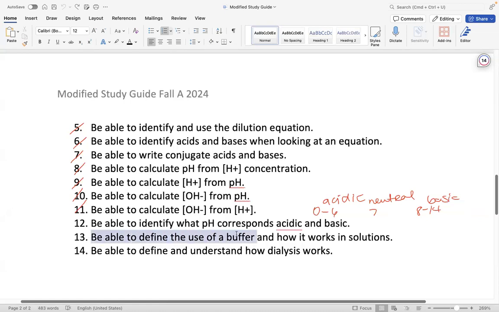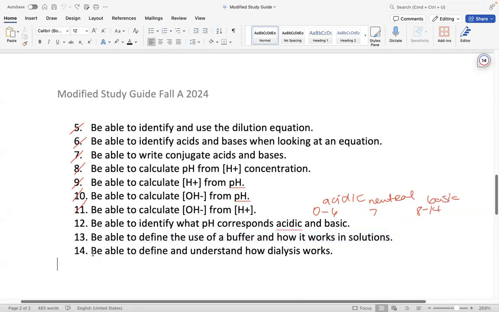13, be able to define the use of a buffer and how it works in solutions. So this was one of our second to last slides, I think, in lecture 3 notes. A buffer just resists major changes to the pH of a solution. That's all you got to know. You got to just pick that definition out of A, B, C, D.